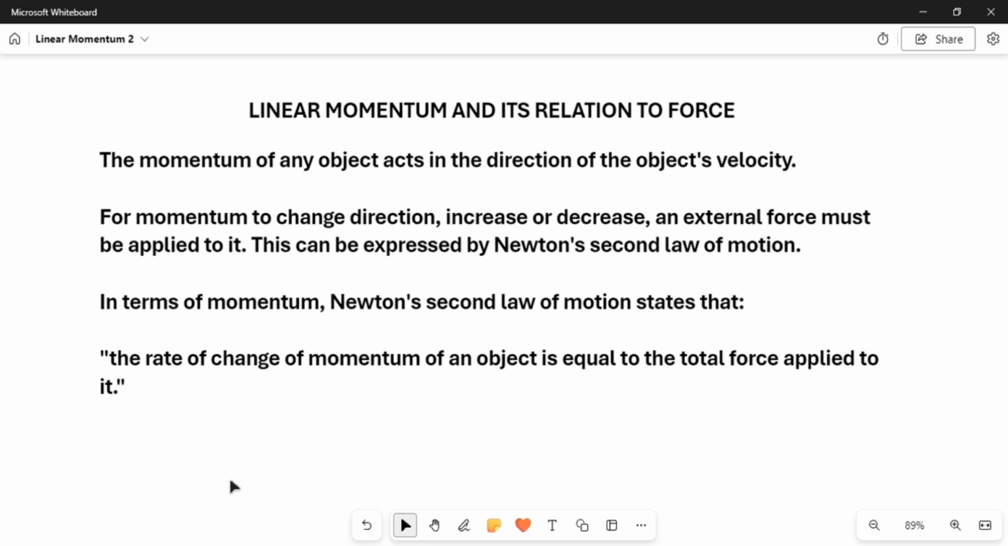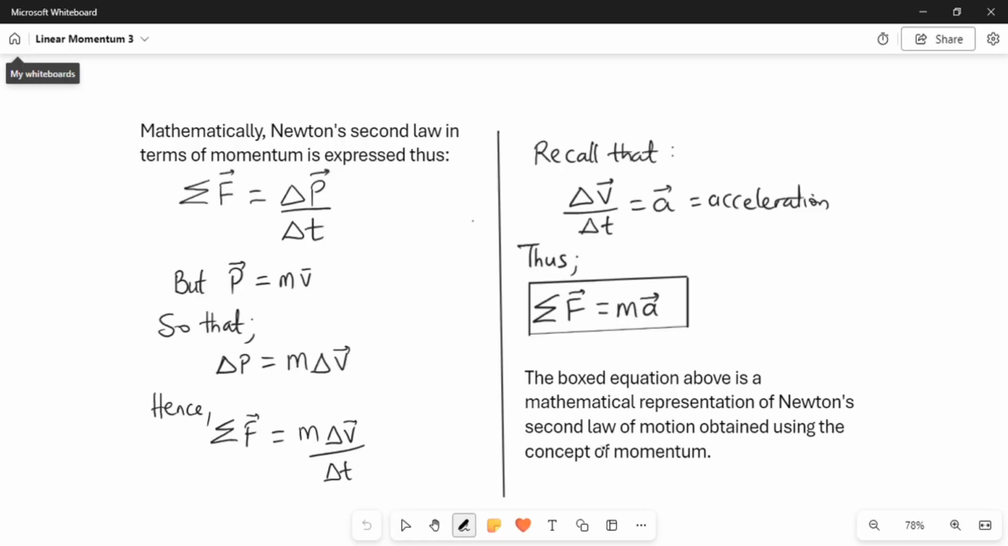And how can that happen? It means an external force must be applied to that object. This can be more expressed by Newton's second law of motion. Of course, in terms of momentum, that law tells us that the rate of change of momentum of an object is equal or equivalent to the total force applied to it. So in terms of momentum, this is Newton's second law, which I just quoted.